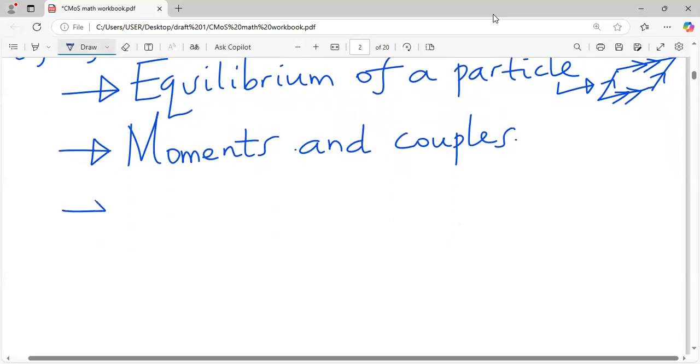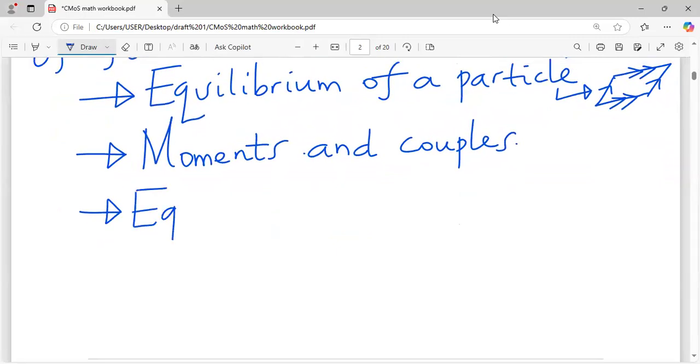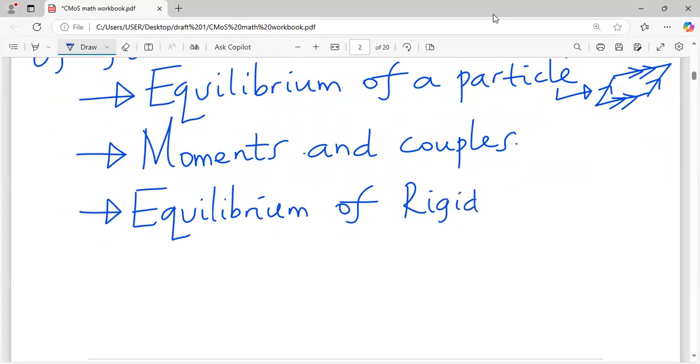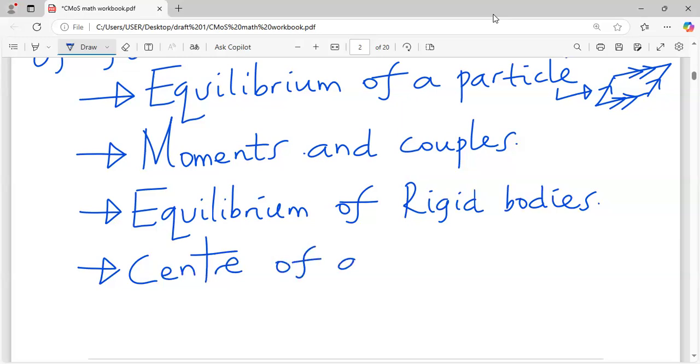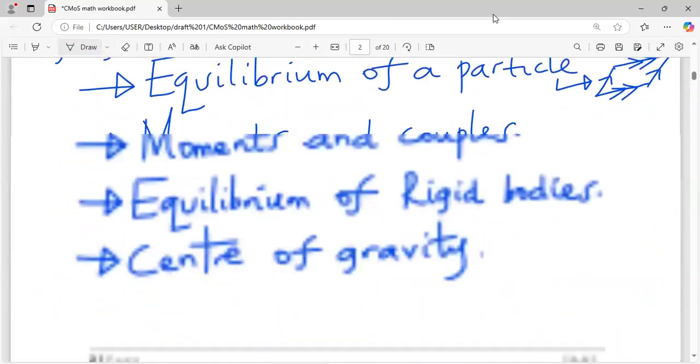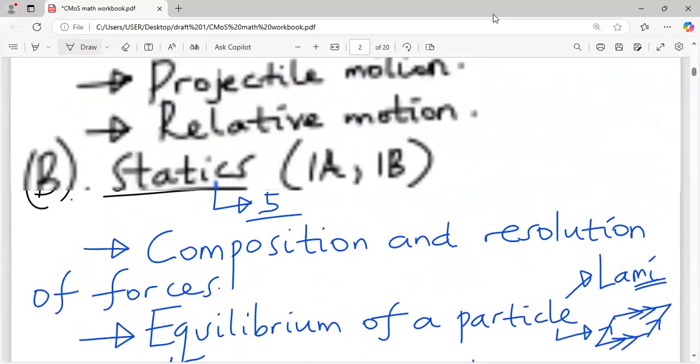Then the 4th, equilibrium of rigid bodies, where we find ladders. This is one of the most interesting. Equilibrium of rigid bodies. Of course, that one is added after moments. Then lastly, we have center of gravity. So those are the 5 for statics. Now I can talk about dynamics.